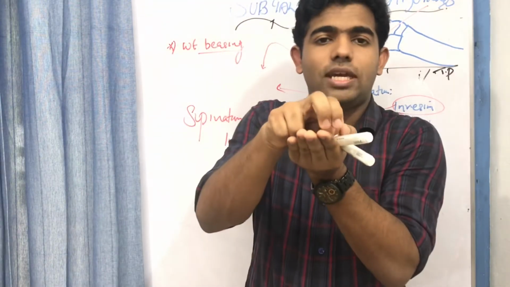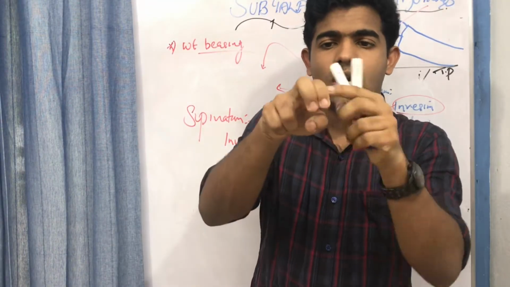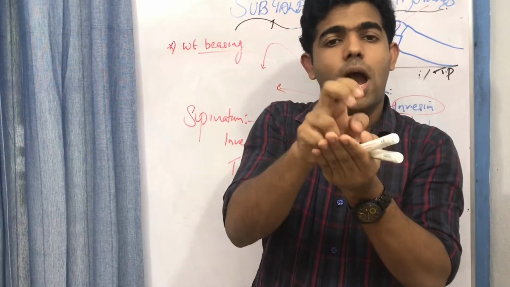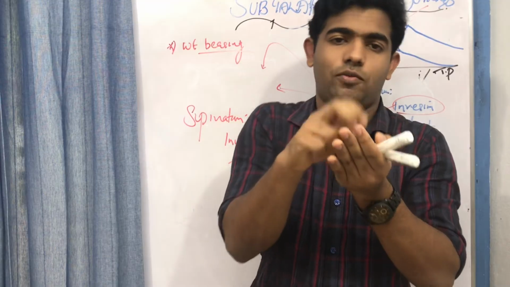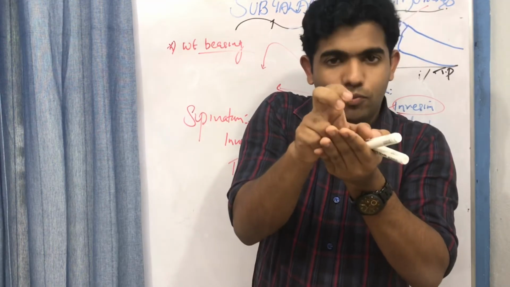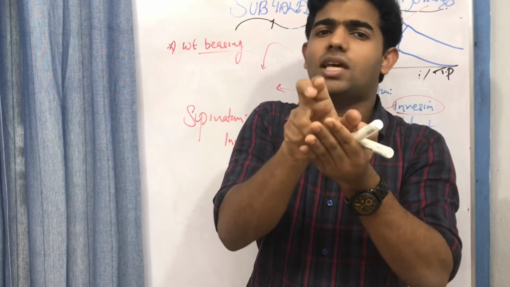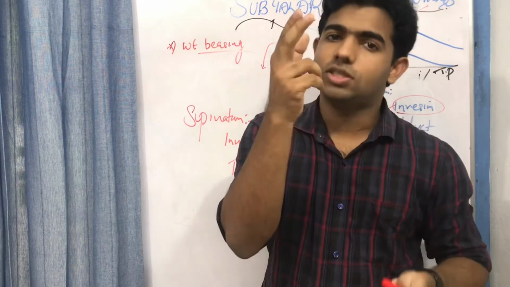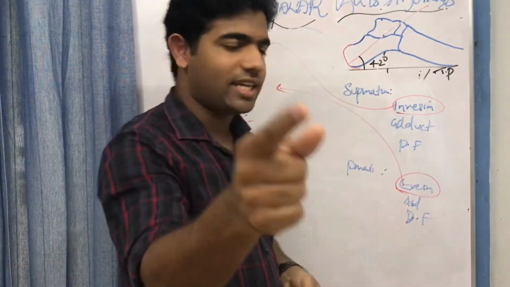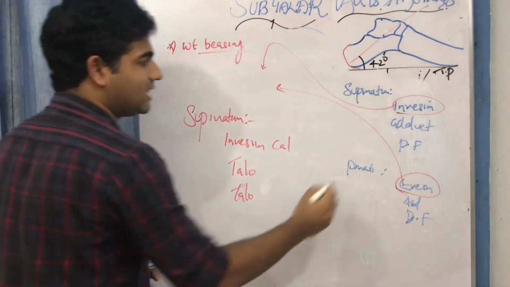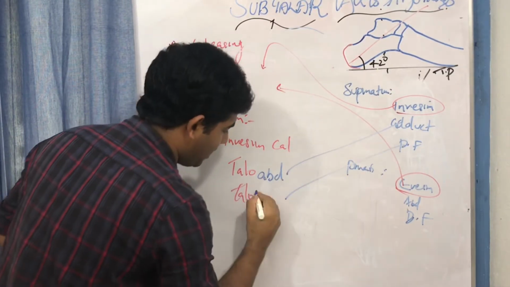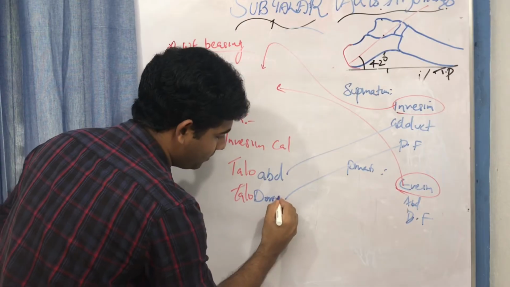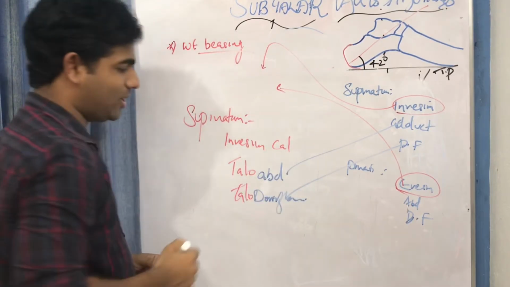At the same time, imagine when it is going for abduction, what is happening? The talus is getting up, moving toward the dorsum of the foot. When it is moving to the dorsum of the foot, is it plantar flexion or dorsiflexion? It is dorsiflexion. So you see, in supination it is just opposite: talar abduction and talar dorsiflexion. Oh my god, this is going to be tough.